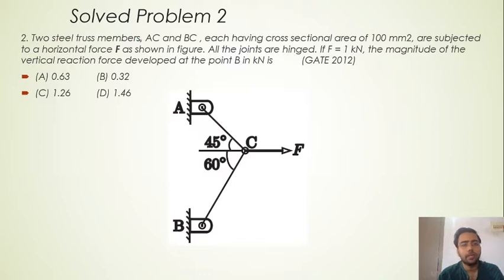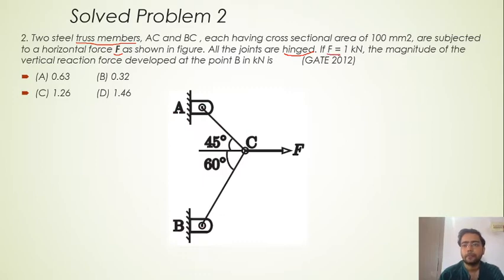So two steel truss members AC and BC, right? They are nothing but a binary joint, and that binary joint they are calling truss members. AC and BC, each having a cross-sectional area of 100 millimeter square, are subjected to a horizontal force F at the point C, as shown in the figure. All the joints are hinged. What is the meaning of hinge? Pin joint, right? So it is a pin joint.